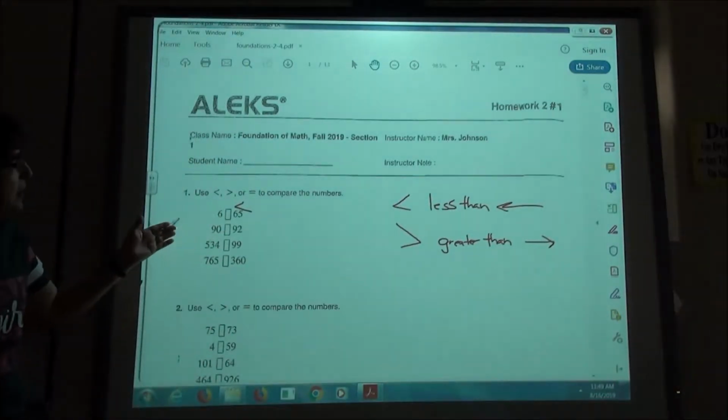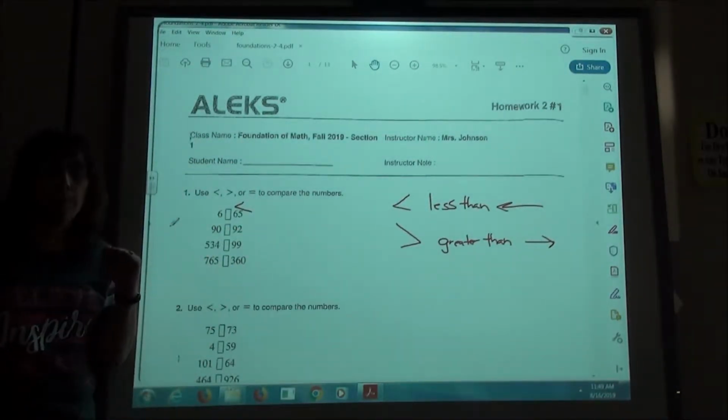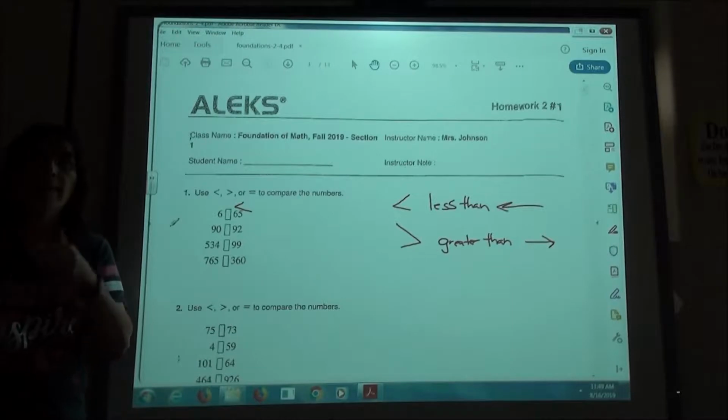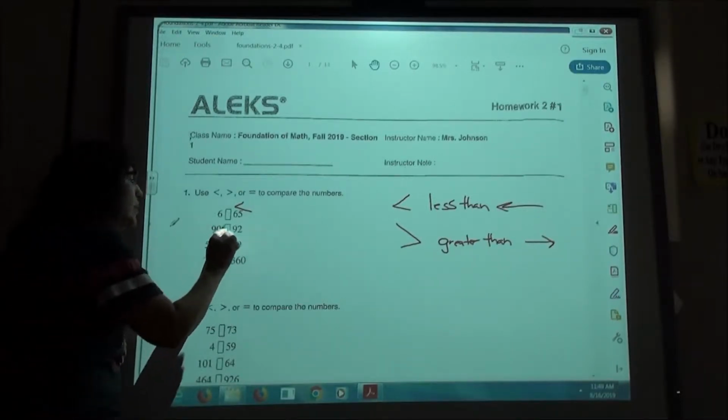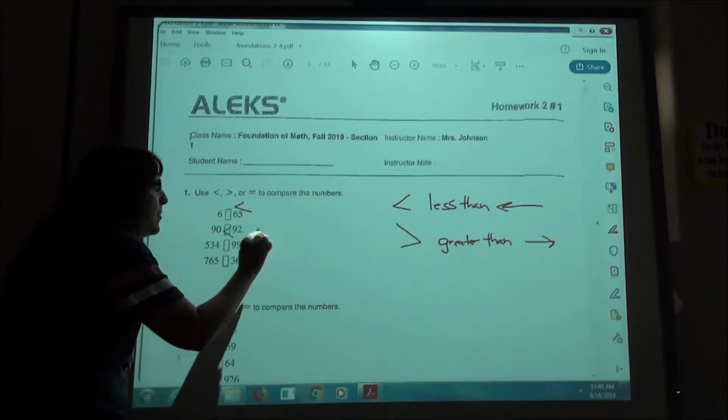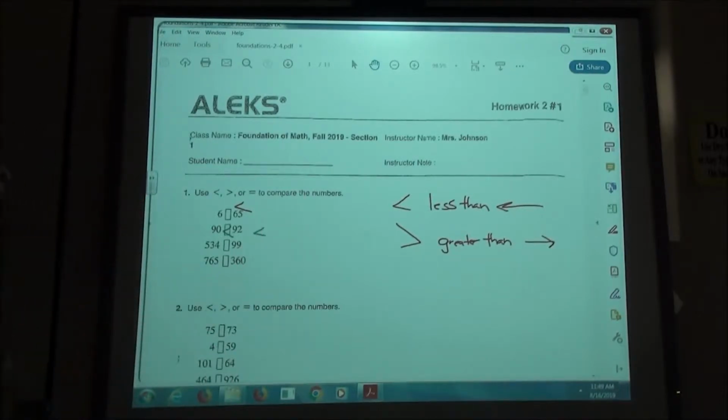So here again, I'm going to compare 90 to 92. $90 would be less than $92. So again, I'm going to have the less than symbol. I'm going to write it over here so you can see which one I wrote, but small end by the small number.